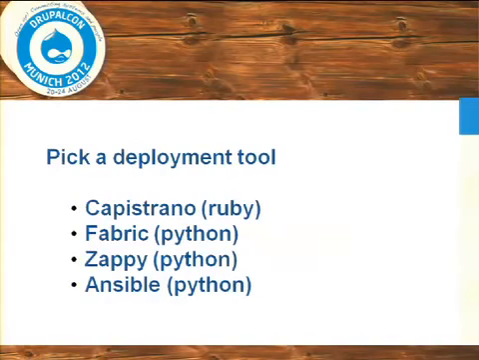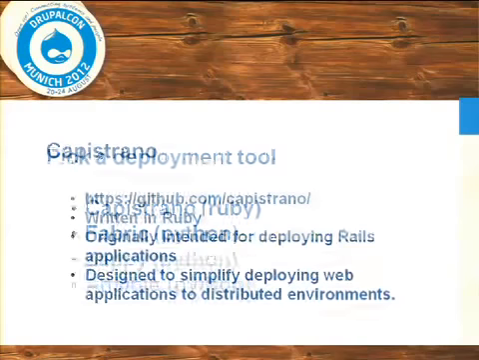Fabric was aimed to be very similar to Capistrano. Zappy is: we looked at Capistrano and Fabric and we don't like it. It's too complex. Everything's broken. Let's make it really simple. You can find that one on code.google.com. And Ansible is a bit of a combination of configuration management and automated deployment and code deployment. So that's kind of a new one. And I think Four Kitchens have a good blog post about that, which might be worth checking out.